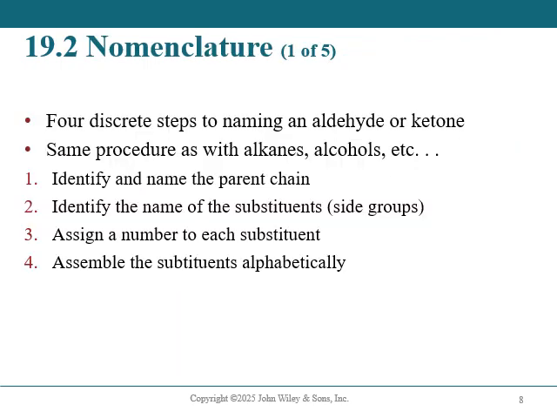Now, when we're naming aldehydes and ketones, the process is one that you're already familiar with. We're just going to apply it to this new set of functional groups. There are 4 steps in naming aldehydes or ketones, same procedure as with everything else we've discussed. First, we identify and name the parent chain. Then, we identify the name of the substituents, assign the number to each substituent, and assemble the substituents alphabetically.